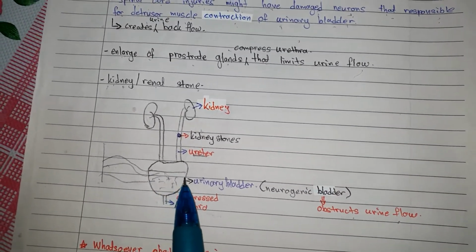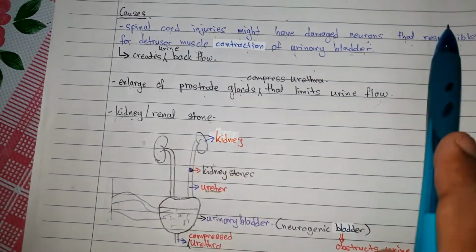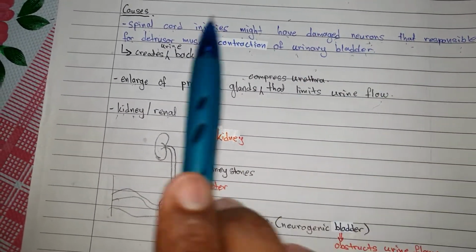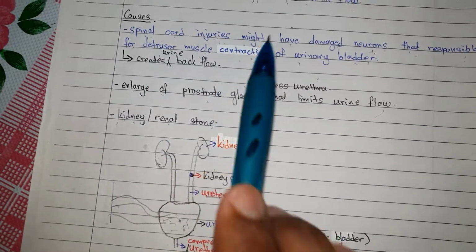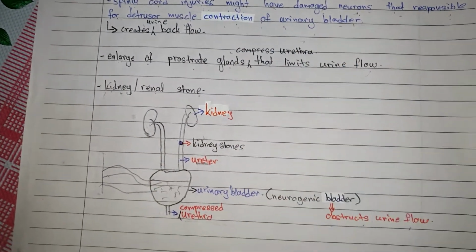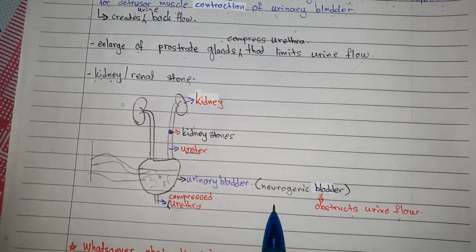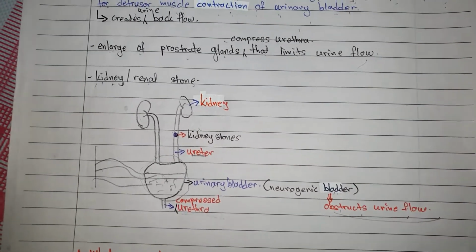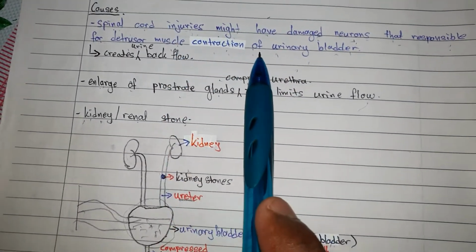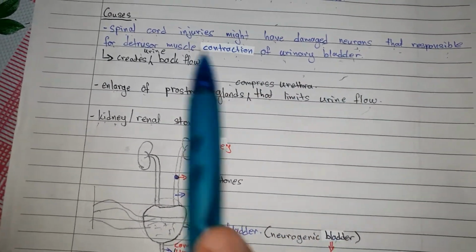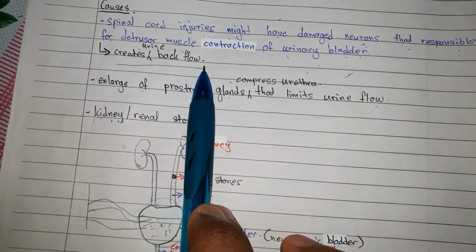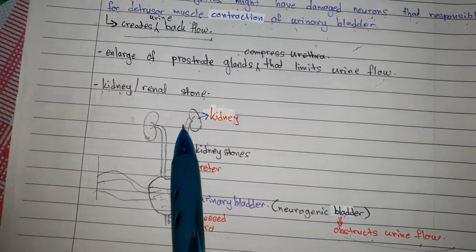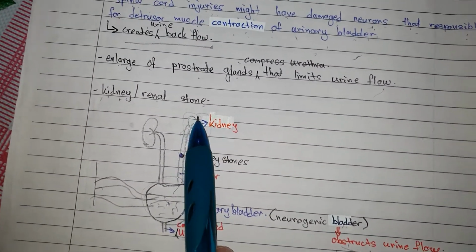So whenever a spinal cord injury has damaged the neurons responsible for detrusor muscle contraction of the urinary bladder, it is classified as neurogenic bladder. And the failure of detrusor muscle contraction in the urinary bladder will create a backflow. So the flow of the urine will just go back to the kidney. So this will still damage the kidney.